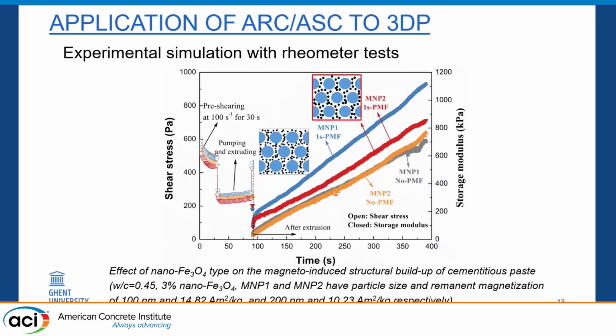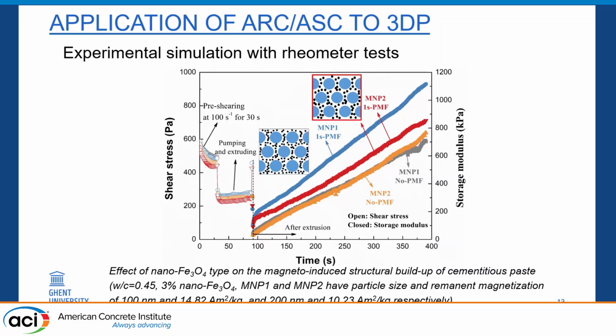Here we see a similar kind of test, but with two different mixtures, and the difference is the magnetic nanoparticles, or magneto-responsive nanoparticles. We have 1 and 2, and number 1, which is the blue one, has a higher remnant magnetization. That's given in the text here. So if you remove the magnetic field, there is some remaining magnetization, which is higher in the case of particle type 1. And you see that the storage modulus values are higher in the case of higher remnant magnetization of the material.